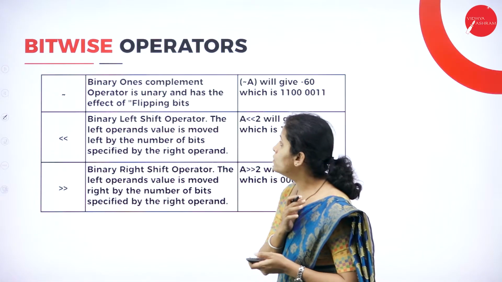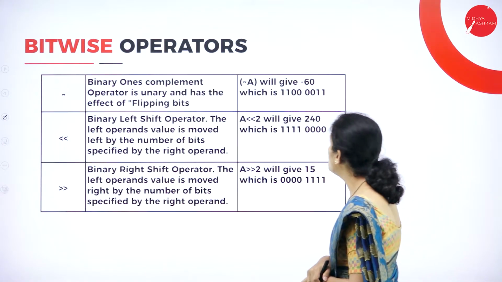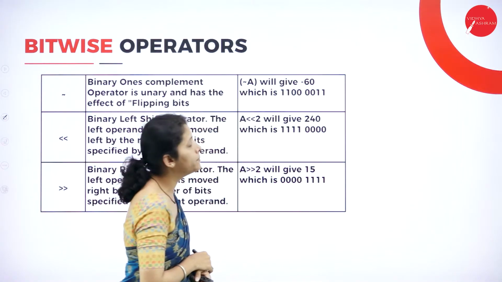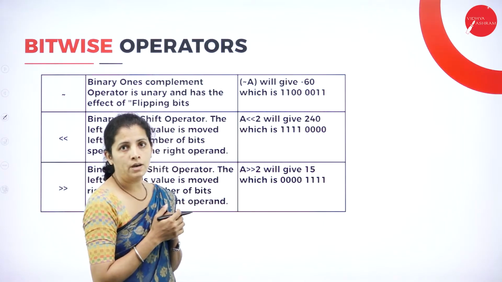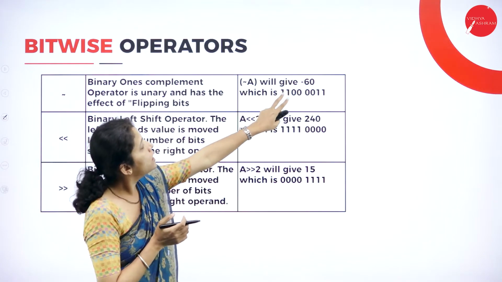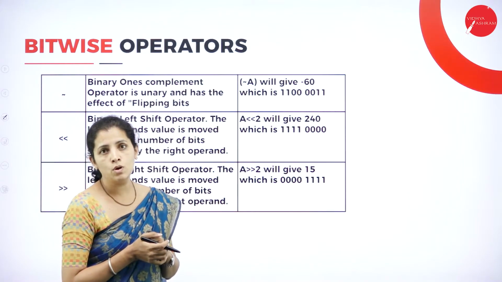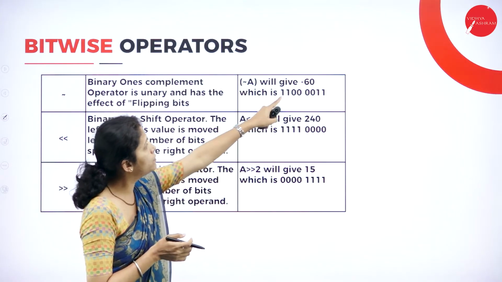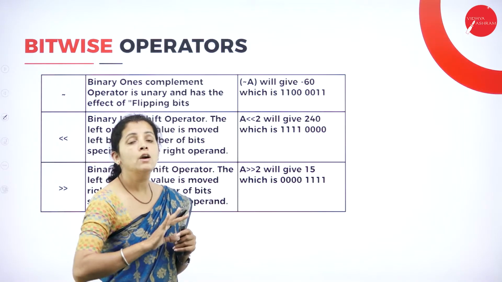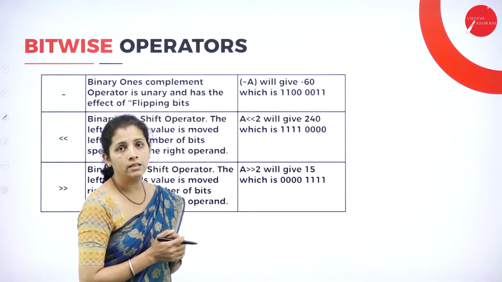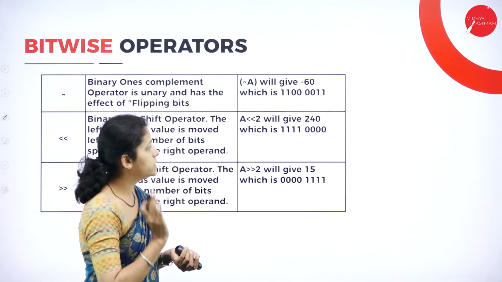So dear student, moving further, I'm going to have the binary ones complement. So what is this binary ones complement? That is nothing but the complement of a given number. And here I have 60. First I'm going to find the binary equivalent of this 60. After that, I'm going to take the complement of that. That means I'm going to change 0 to 1 and 1 to 0.